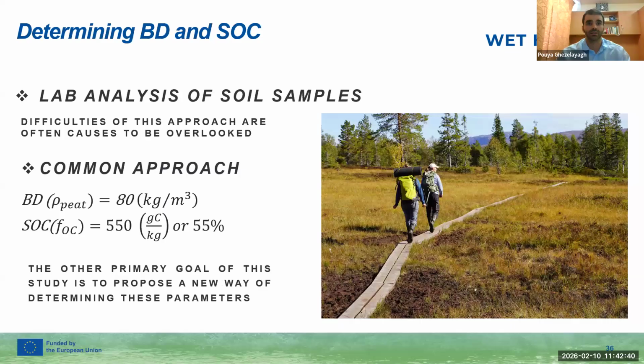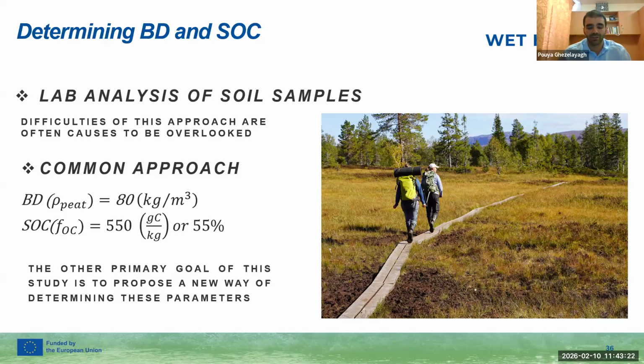For determining bulk density and soil organic carbon content, again, we literature reviewed the relevant papers, and we found that there are mainly two approaches. First one is, of course, the lab analysis of soil samples. And as you know, these kinds of analysis are very time consuming, they are costly. You need to get to the field, collect your data, measure the data, and it's very difficult.